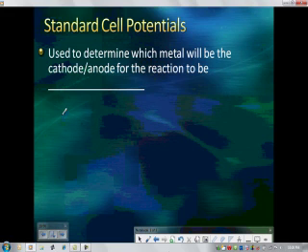All right, well, let's look at standard cell potentials. We use these to determine which metal is considered the cathode and which metal is considered the anode. If it's a voltaic cell, this reaction has to be spontaneous. If we have to plug it in and charge it up, it's not spontaneous because we added energy. It's got to come from somewhere.